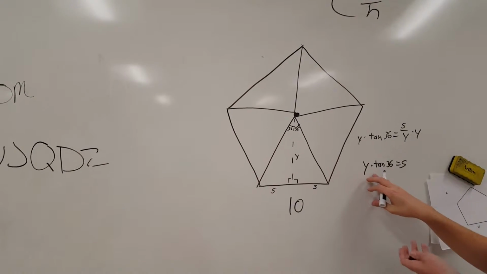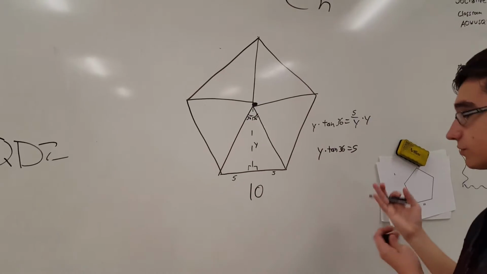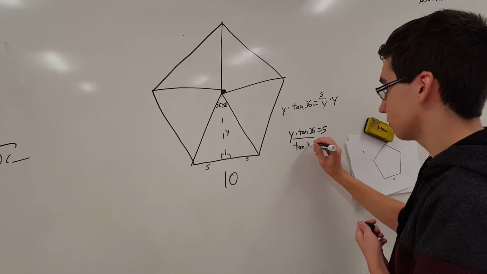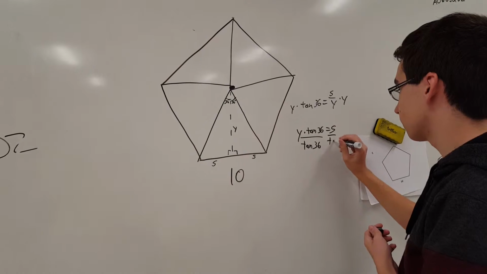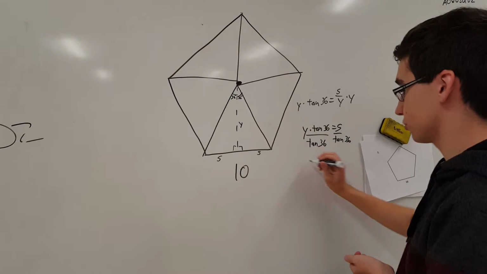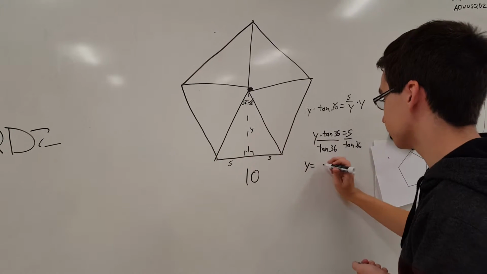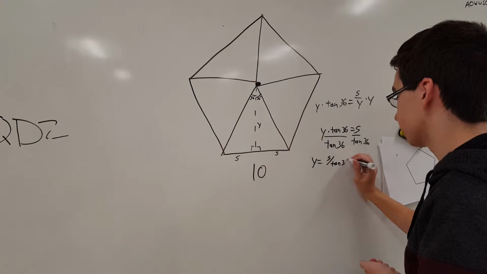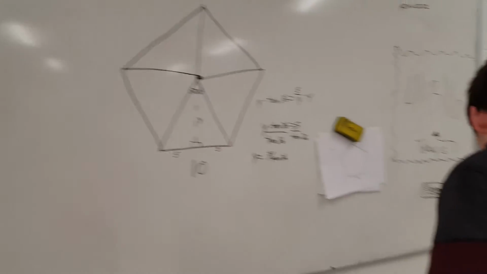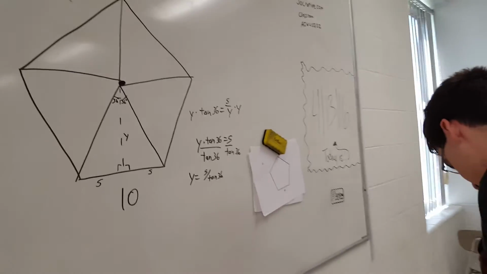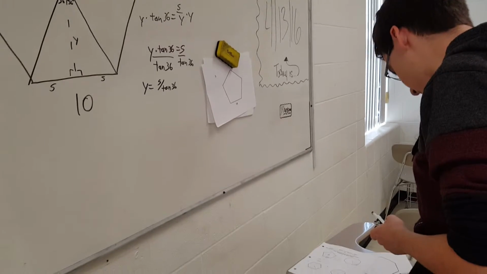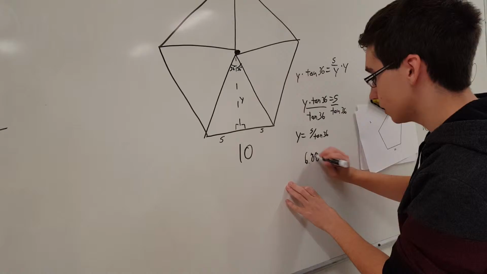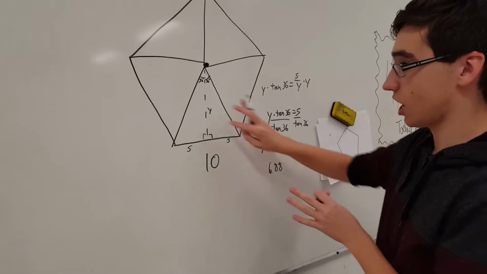You can't do anything on this side because the y still isn't by itself. So now you divide both sides by tangent of 36. Your new equation looks like y equals 5 over the tangent of 36. You plug this into your calculator and you end up with 6.88. So this gives you the height of the triangle.